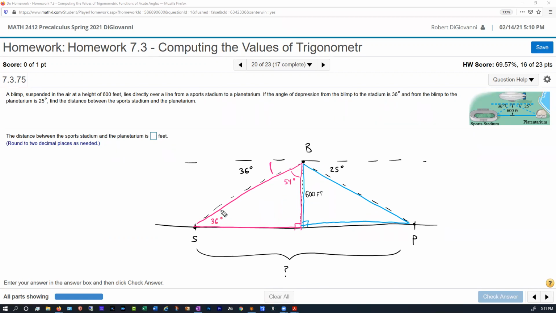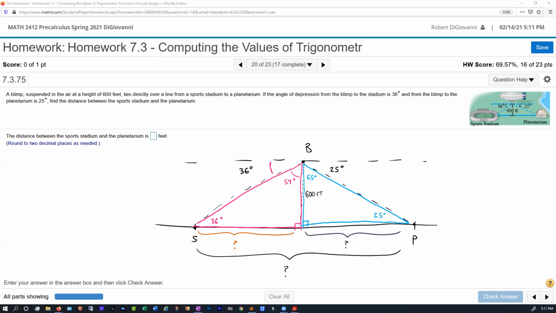And let's do the same thing for the other one. If this is 25 degrees, then this must be 65 degrees because those add up to be 90. And that means that this must be 25 degrees. All right. So now, at this point, here's what we could imagine doing here. We could try and figure out this distance first. And then after we do that one, we could try and figure out this distance here. And once we have those, we'll add them up.